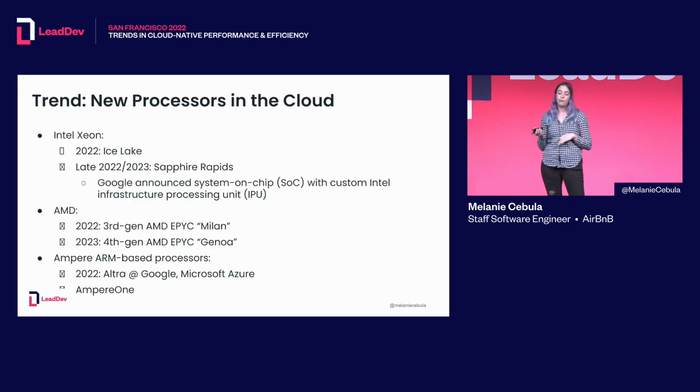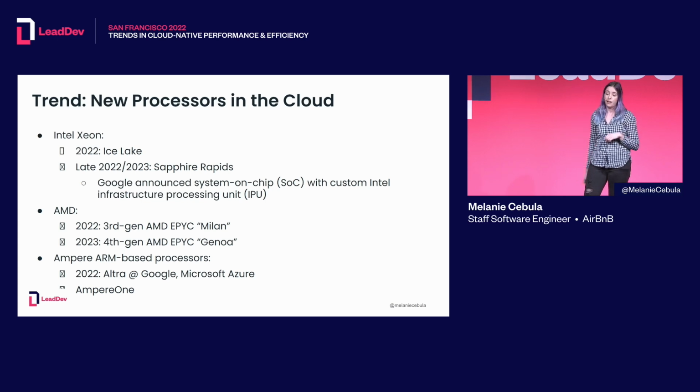Every year, all cloud providers update their offerings to include the next generation of hardware. Three of the big processor vendors are Intel, AMD, and recently, Ampere. So very recently, Google announced that they'll be the first cloud provider to run Intel Xeon Sapphire Rapids with a custom Intel IPU as part of their system-on-chip design. We also have the next generation of AMD EPYC designs, and both Google and Microsoft are offering Ampere Ultra instances with Ampere 1 on the horizon. AWS also has their own ARM-based processor, the Graviton instances.